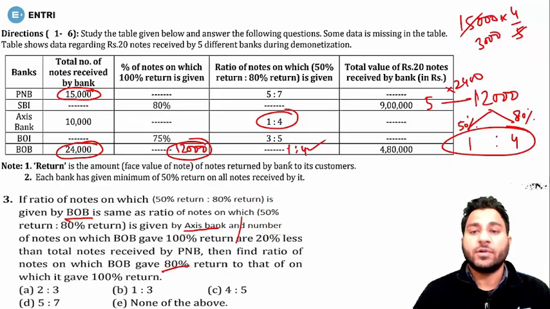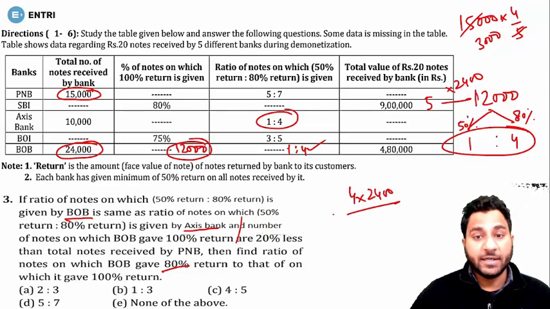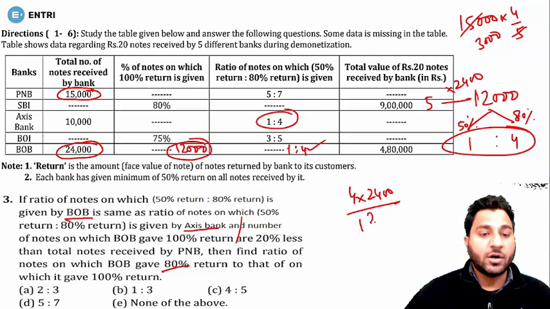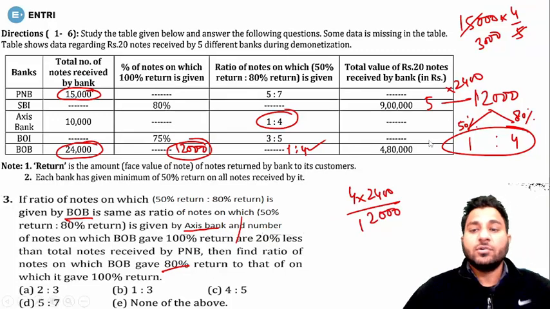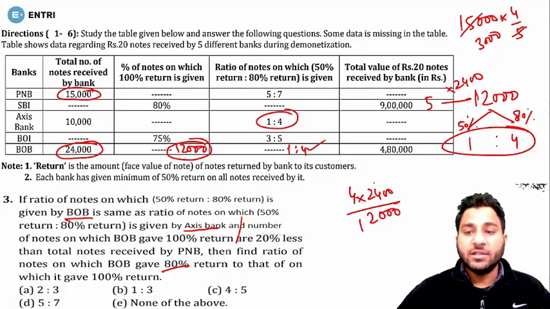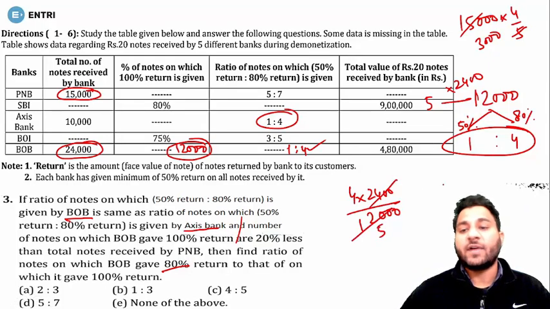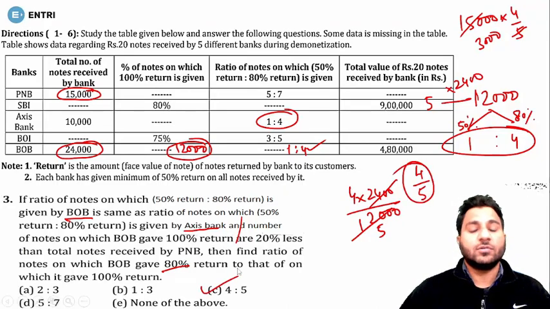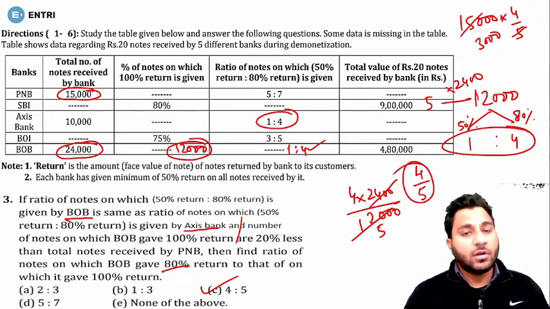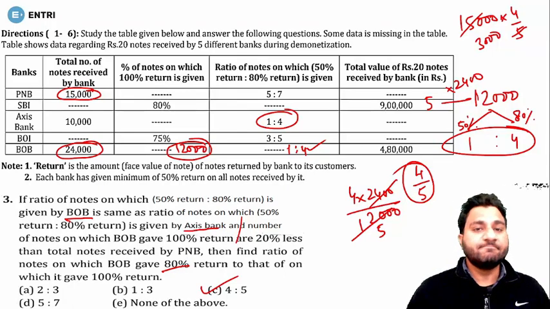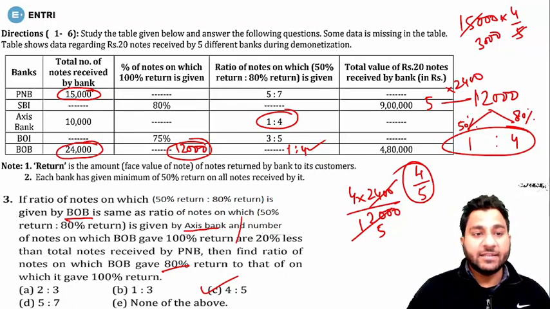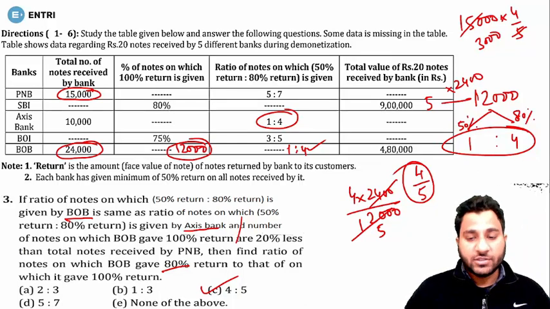So 12,000 has to be equal to 5 parts, and once you multiply with 4 you will get the value of the 80% return data. And now you are going to compare it to the 100% return data. So you can clearly see that it goes 5 times. So 4:5 will be the final answer. So option C is the correct one. Okay, so I hope you are getting the concept which you needed. All right, so let's move on to the next question.